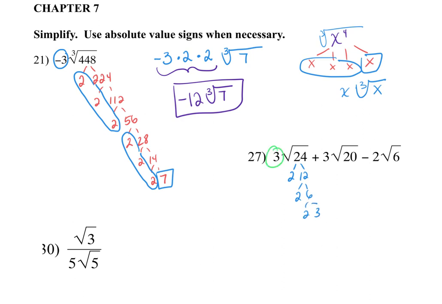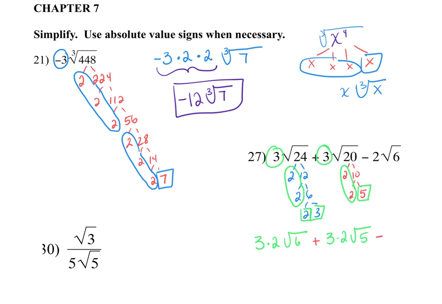I already have a 3 on the outside. This is an index of 2, so there's a group of 2. 2 and 3 will stay in, so that is a 6. Do the same thing with the 20. 2 and 10, 2 and 5. All right. I already have a 3 on the outside. I have a pair of 2s that can come out. And I have a 5 that will stay in.